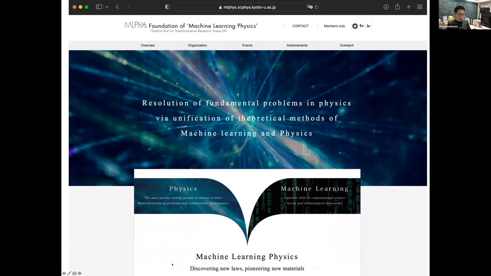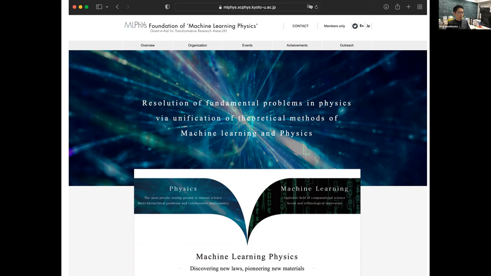In Japan, we also started a new Japan government granted initiative called Foundation of Machine Learning Physics. We have about 70 theory researchers in physics getting together to use machine learning for physics, and we have international conferences. So if you're interested in this and in coming to Japan, please look at our web page.